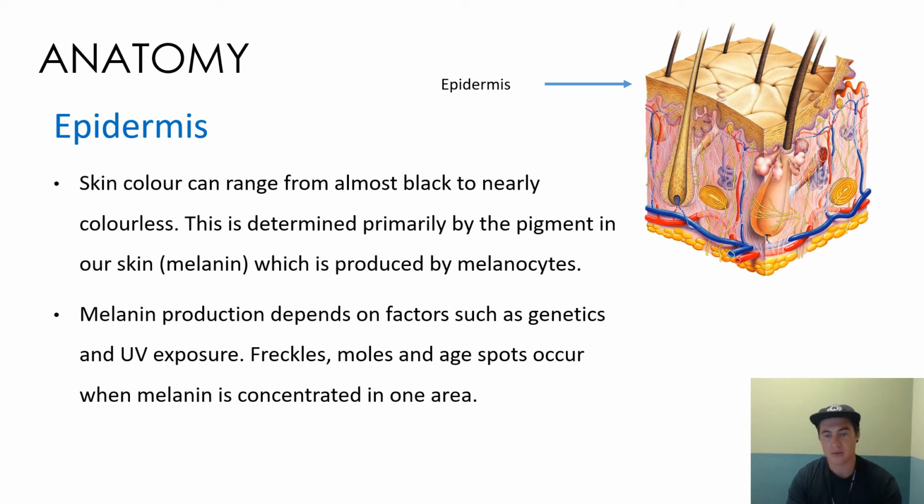So when you're out in the sun, that triggers melanocytes to produce melanin so that your skin gets darker and protects you against UV exposure. Freckles, moles, age spots all occur where melanin is concentrated in one area.